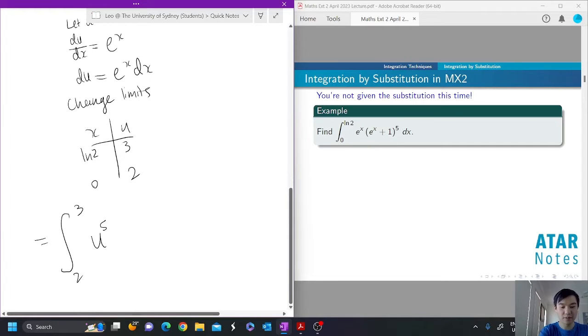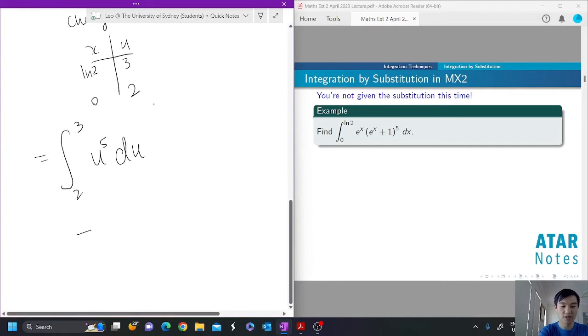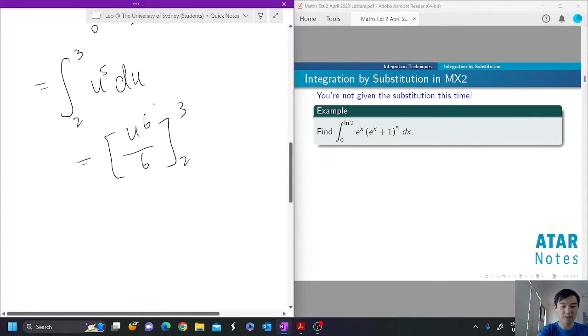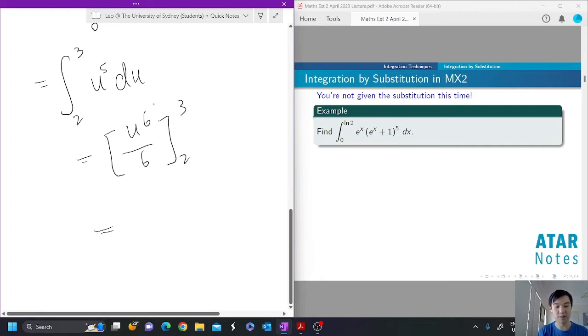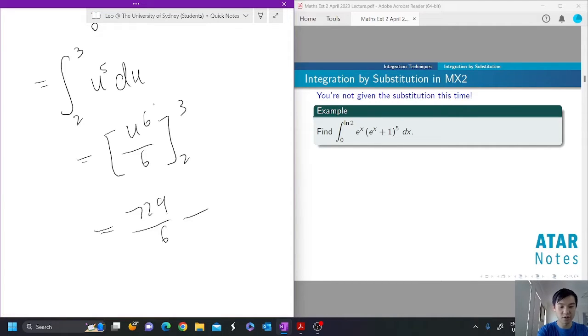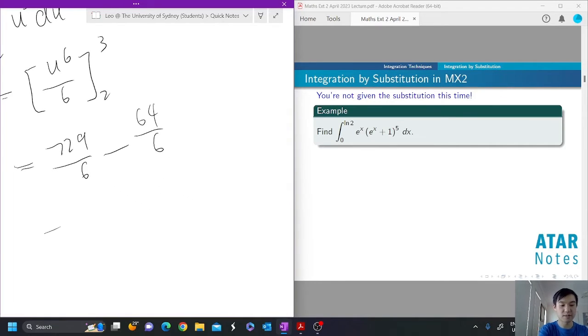of 5 du. So we can just simply integrate like so, and therefore our answer is going to be 3 to the power of 6, which is 729 divided by 6 minus 2 to the power of 6, which is going to be 64 over 6. And this will give us, when we do that, 759 minus 64 divided by 6, going to be 665 over 6.